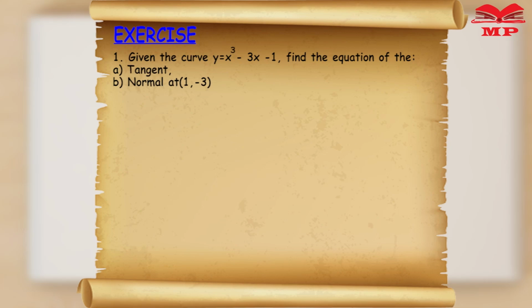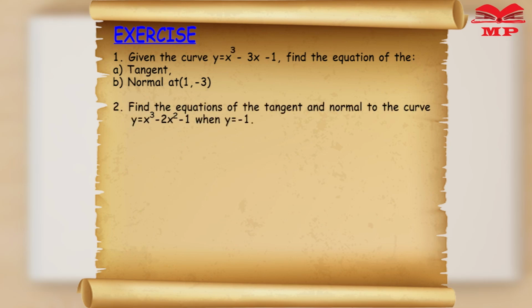Question number 2. Find the equation of the tangent and the normal to the curve y is equal to x cubed minus 2x squared minus 1 when y is equal to negative 1.